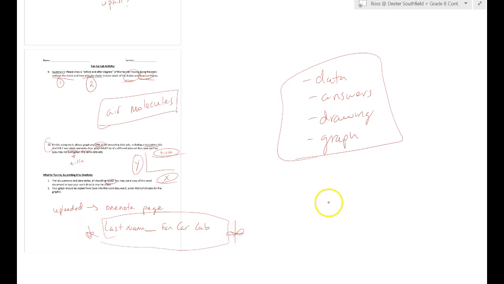Remember, we are not copying and pasting, but we are inserting the Word document. We are not copying and pasting the writing, because that will mess up the formatting, the graph won't copy over, none of it will work. So we always want to insert it. If you're confused on how to insert, see a friend or come ask me.